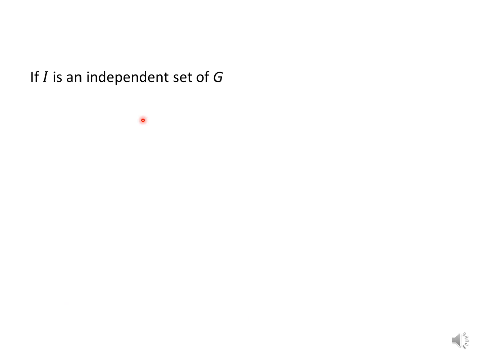If I is an independent set of G and we take the product of I with the vertex set of H, this is a set of pairs. The first coordinate comes from I, the second coordinate is an arbitrary vertex of H. This is a subset of the vertices of the product graph, and it's an independent set. You take two vertices from this set. The first coordinates came from I, so they are not adjacent. You remember that for two vertices in the product to be adjacent, both coordinates have to be adjacent. So this is an independent set.